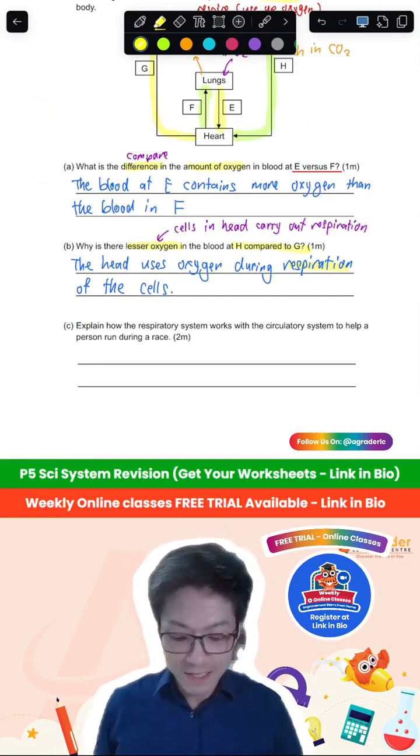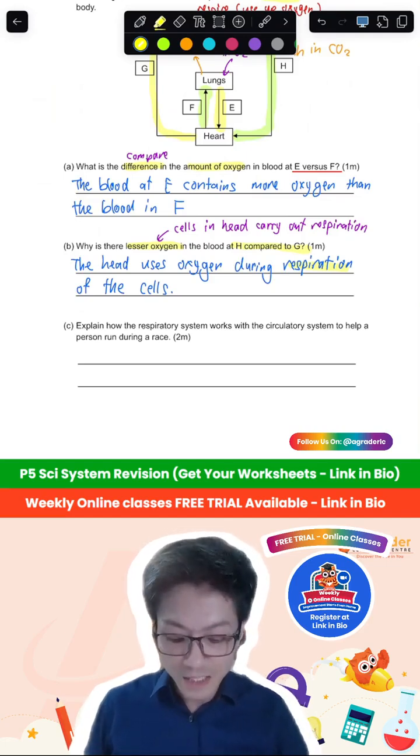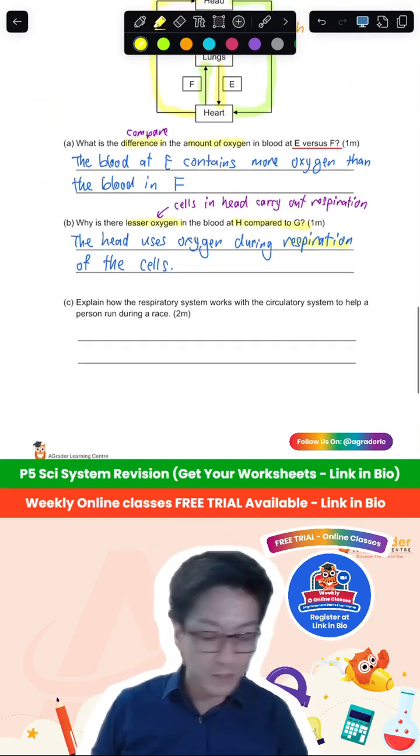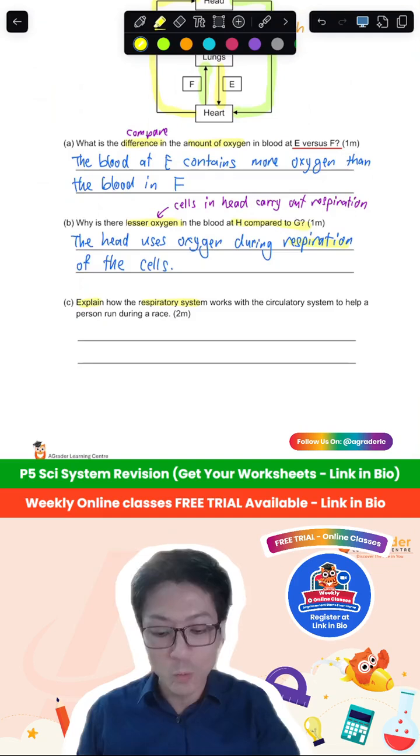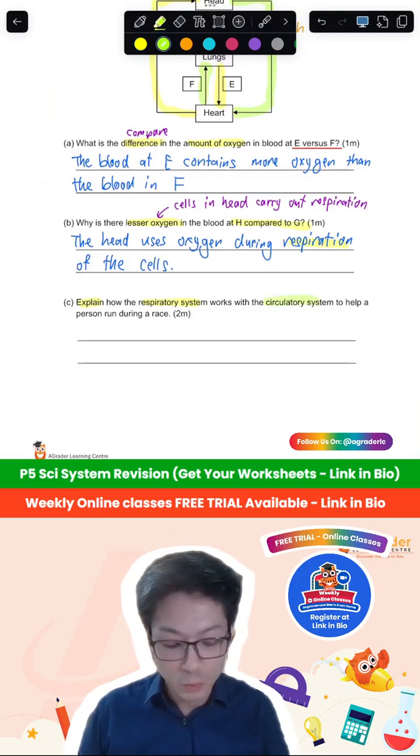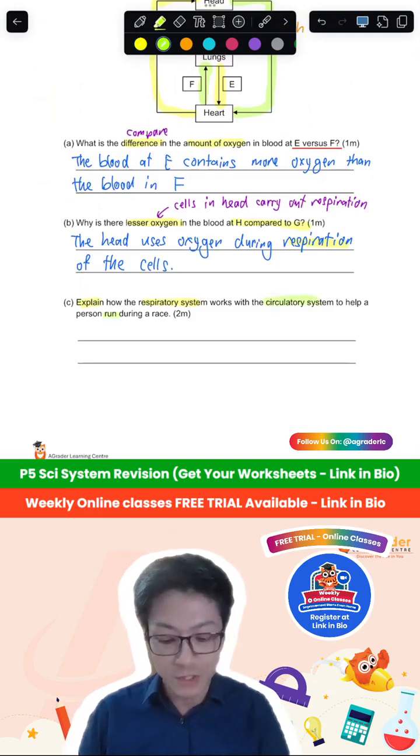Let's go. Okay, let's go. Right. Part C. Explain how. Can you all see now? You can. Explain how the respiratory system works with the circulatory system to help a person run during a race.